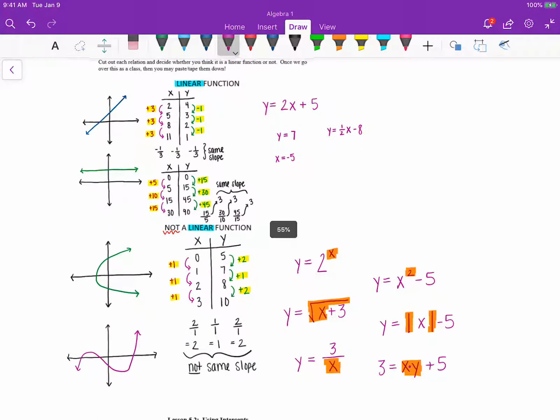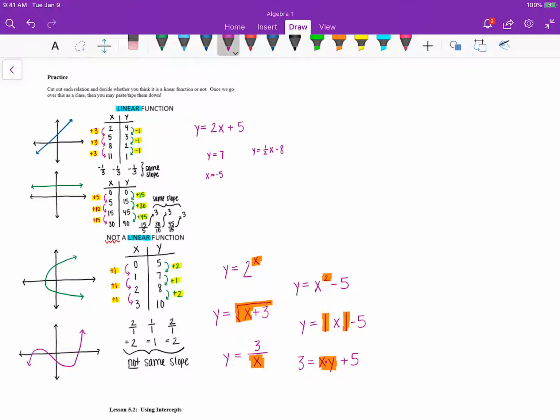So if I zoom out, guys, you have lots of examples of things that are linear functions, and also lots of examples of things that are not linear functions.